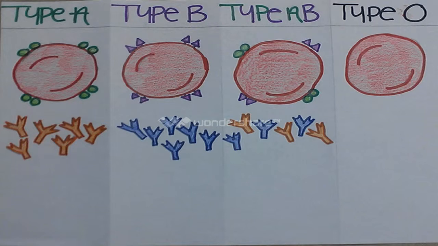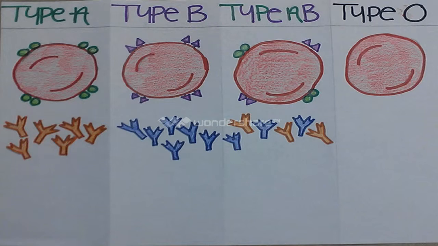Your plasma membrane contains surface antigens, which are substances that your immune system recognizes as normal. In other words, your immune system ignores the substances that it recognizes instead of attacking them as foreign. Based on red blood cell surface antigens, there are 4 blood types.